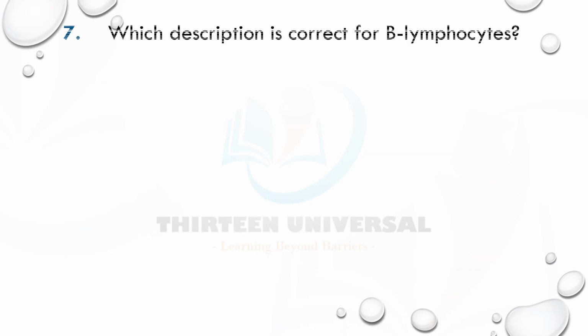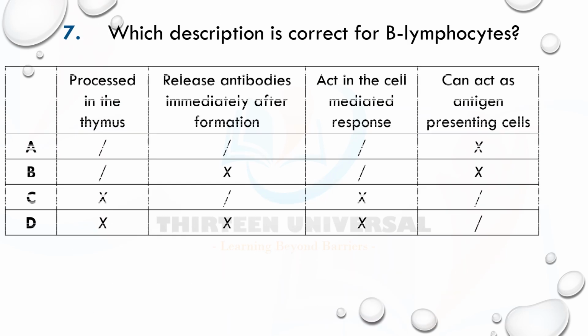A. Let's go. Which description is correct for B lymphocyte? Okay. Pause the video. What do you think? B lymphocyte processed in the thymus gland? Nope. It's T lymphocyte that's processed in the thymus gland. That's why they call it T lymphocyte, processed in thymus, T for thymus. Okay. So A and B eliminated. Focus on C and D.